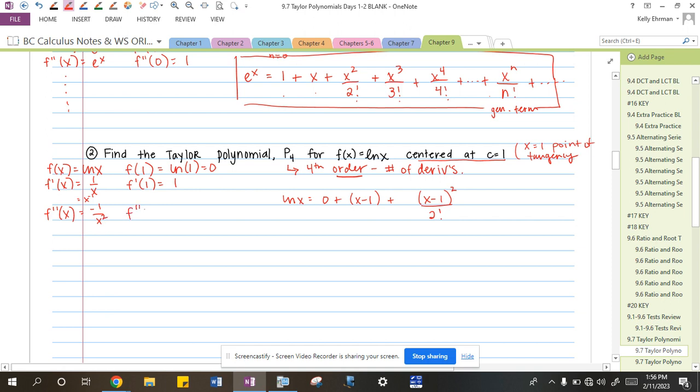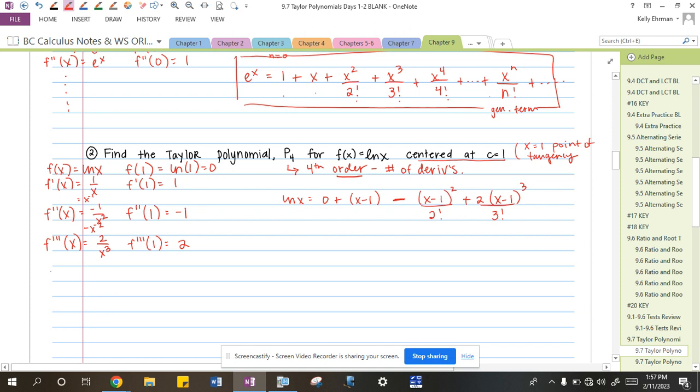Evaluate that at 1, and you get negative 1. So I wrote plus here. I guess I should have written minus. Take the third derivative. Remember, this is negative x to the negative 2. So that's going to become positive 2 over x to the third. Evaluate that at 1. Now I'm getting something different. 2 over 1 is 2. So plus 2 times x minus 1 cubed over 3 factorial.